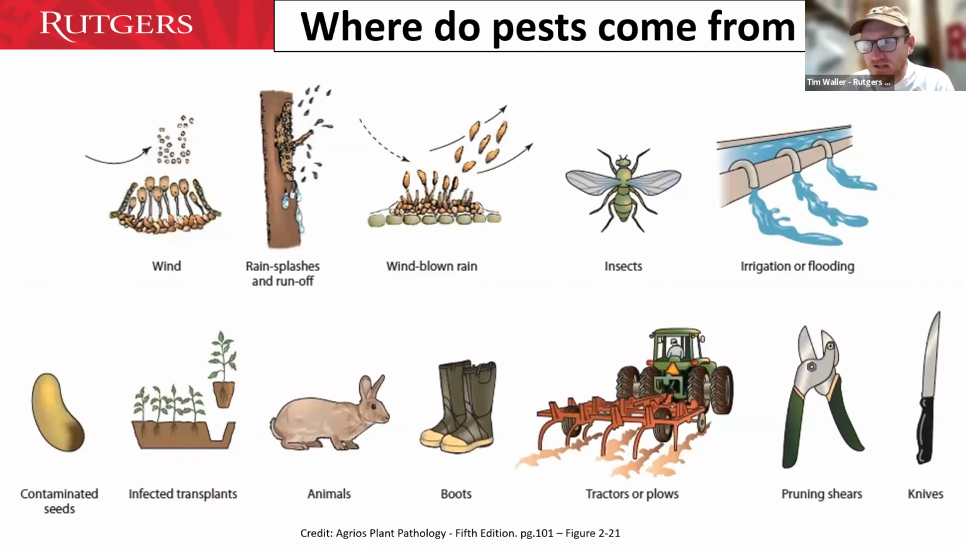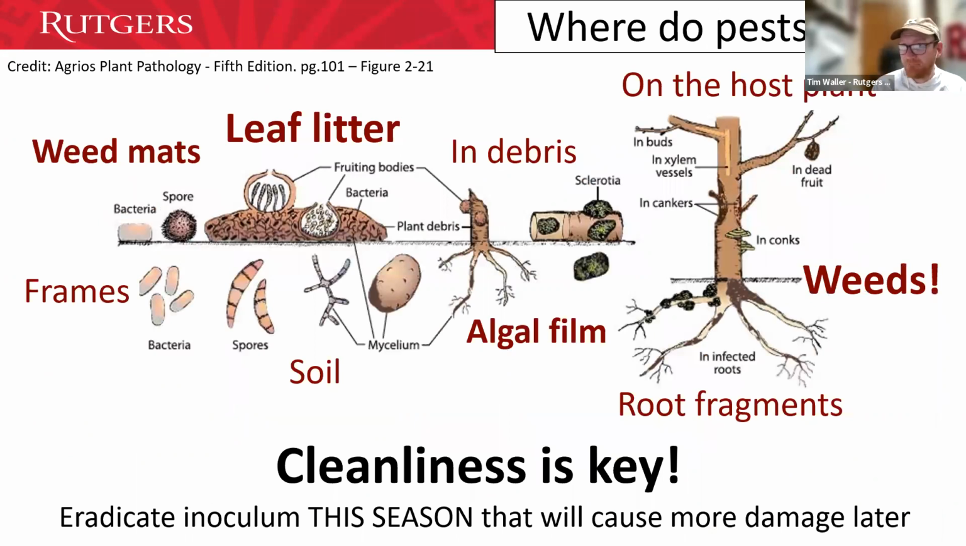Pathogens come in all kinds of ways. They can be blown in, moved by water, moved by transplants, by animals, on our boots, and on all kinds of equipment as well. So just be cognizant of how they're moving. And they're really good at hanging out. So think about where these different pathogens are persistent in your system. Where is it dirty with organic debris? That's a good place to start when it comes to dealing with pathogens.